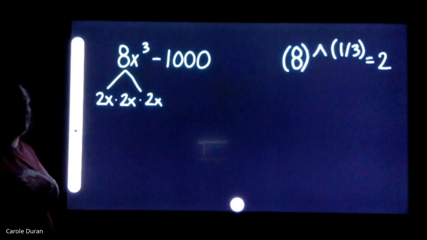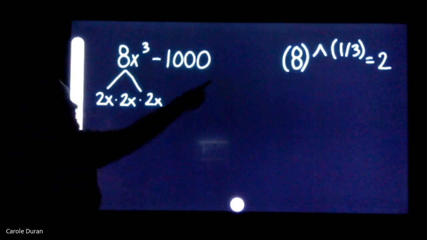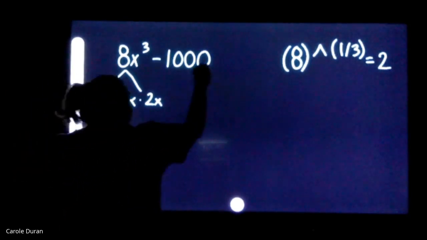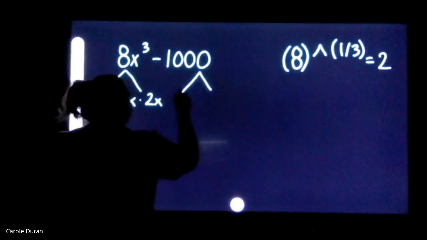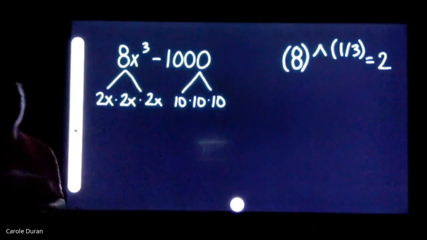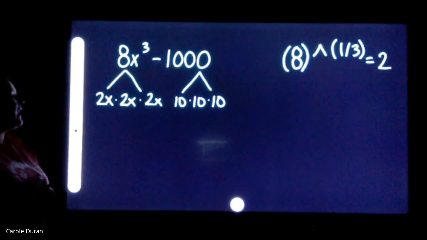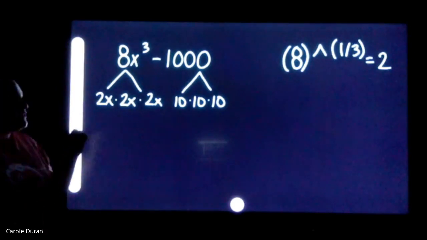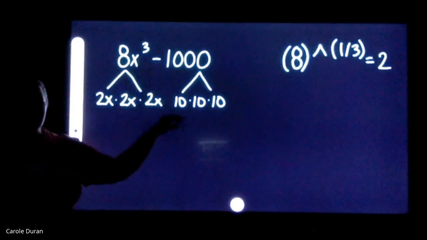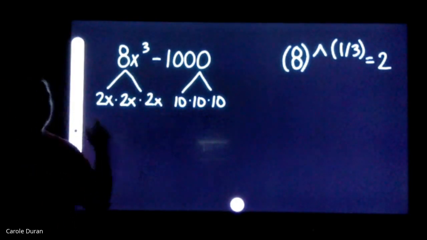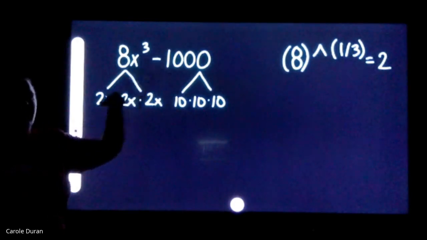I do the same thing with the 1,000. You can take that to the 1/3 power if you would like to, but I already know that 10 times 10 times 10 will give me 1,000, because 10 times 10 is 100, times 10 again is 1,000. Remember, when we are factoring this or looking for that cube root, I'm looking for what number times itself 3 times gives me that overall number I was looking for.